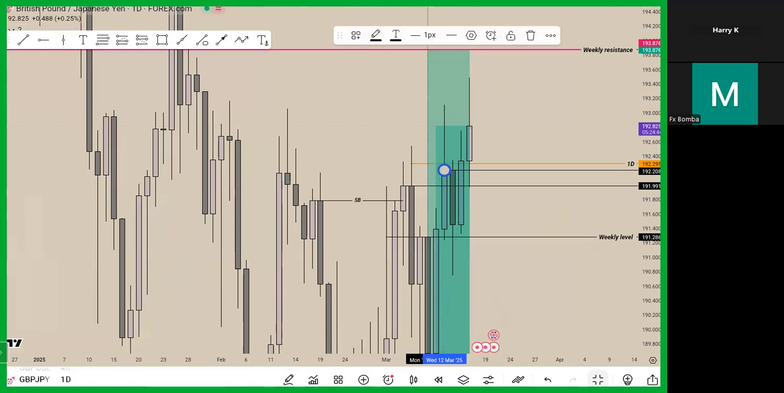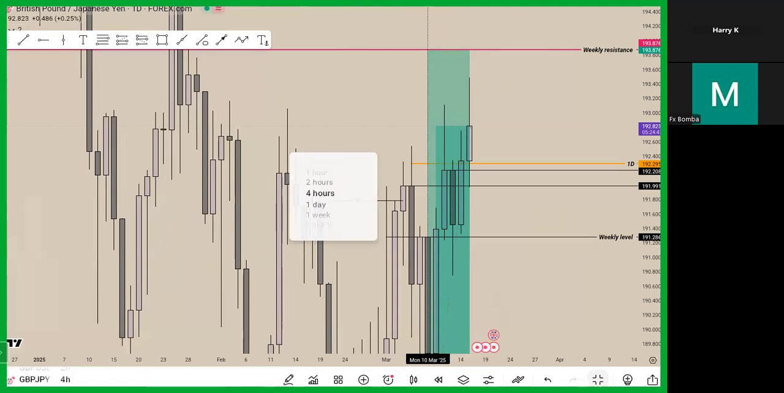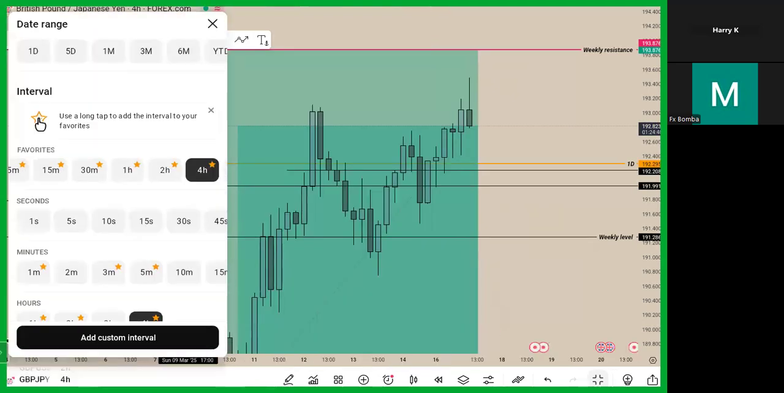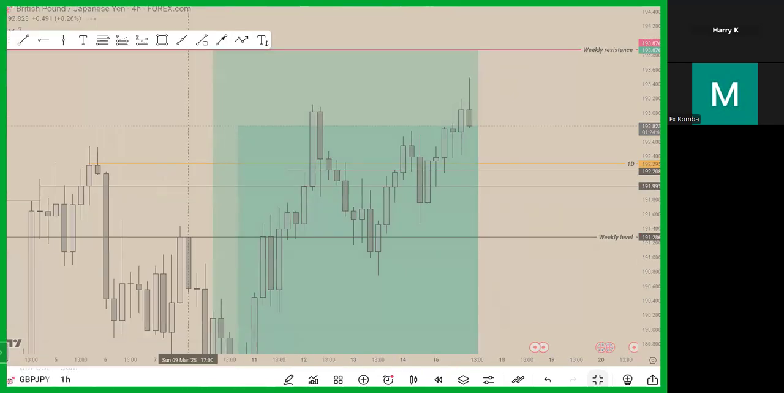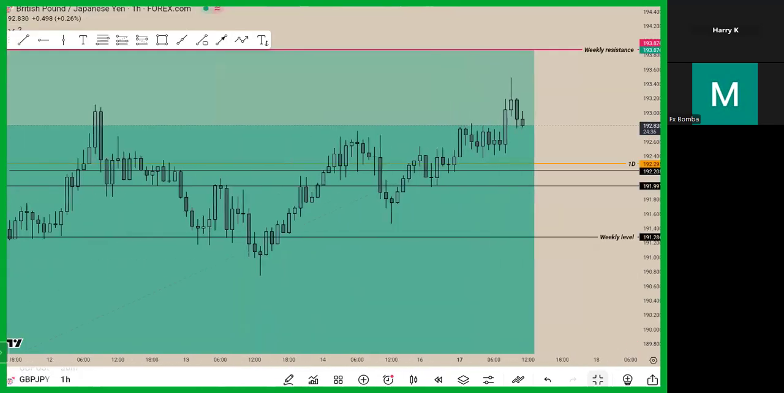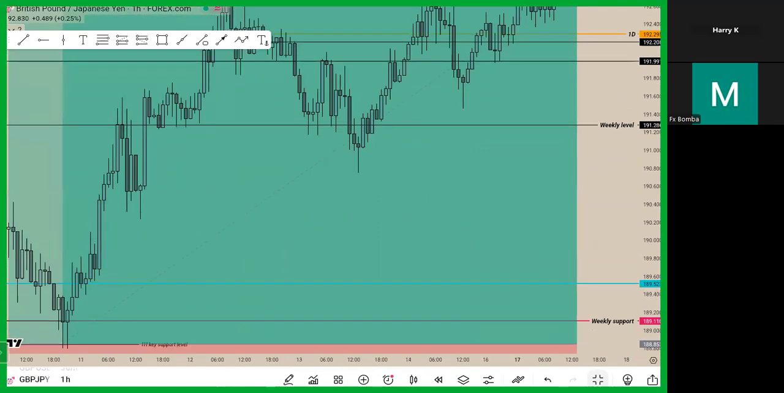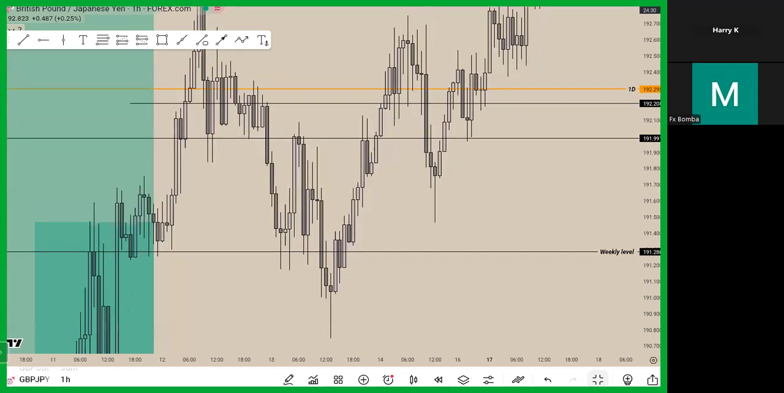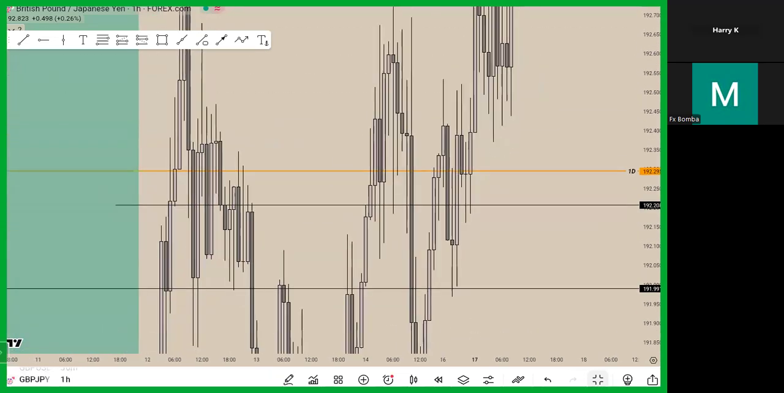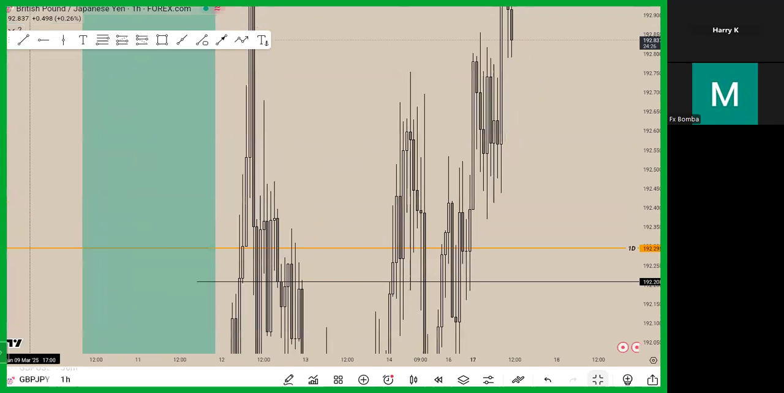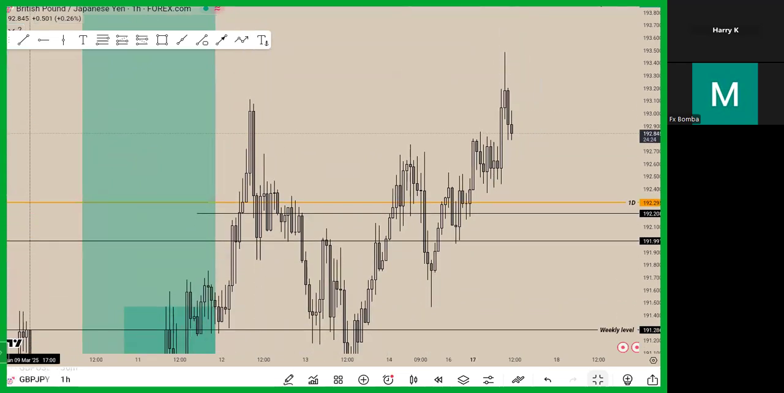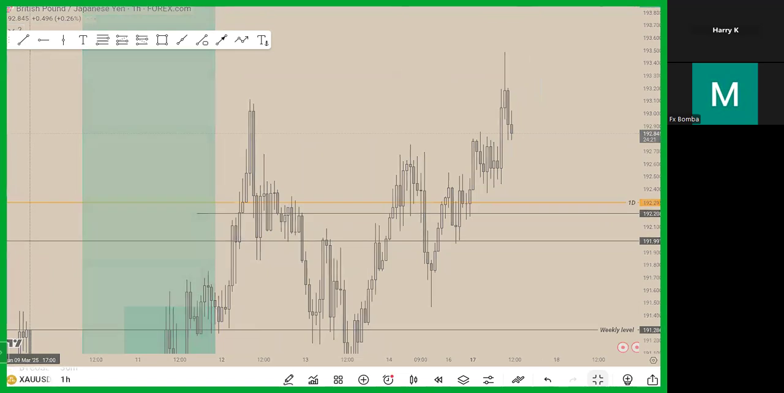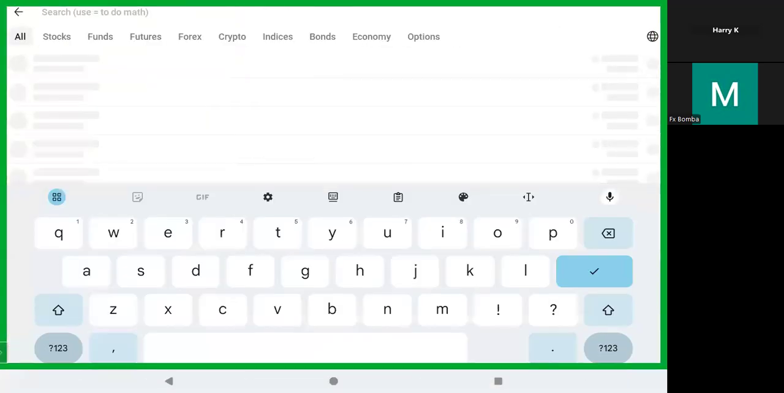Then from here, you go to H1 and see if we have any level for refinement or not. Let me put this one here. On H1, what do we have? Okay, let me get another chart. GBP JPY.